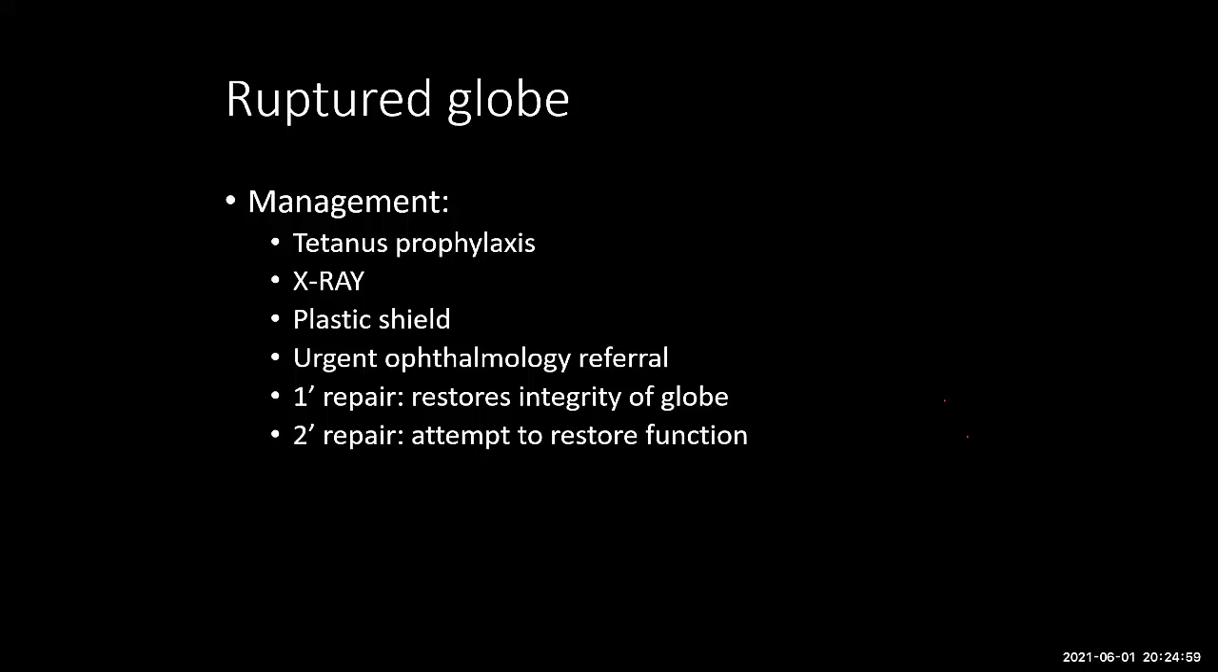And there we will first do the primary repair to restore the normal anatomy or the integrity of the globe. And then only once the normal anatomy is established, we think about restoring the function, or trying to restore the vision. That's secondary function.